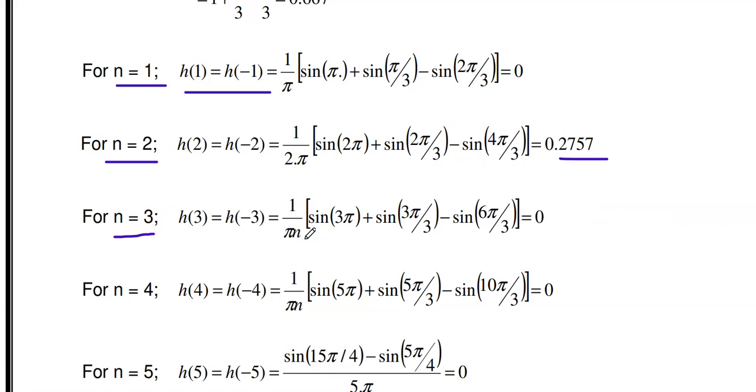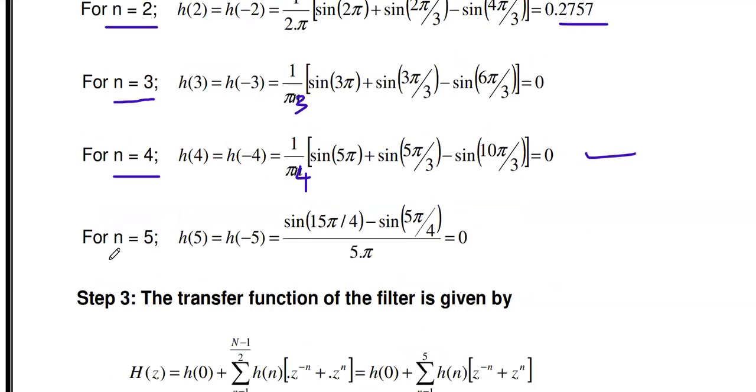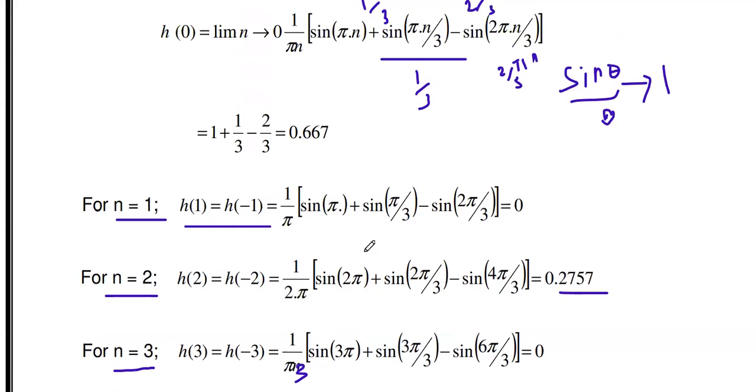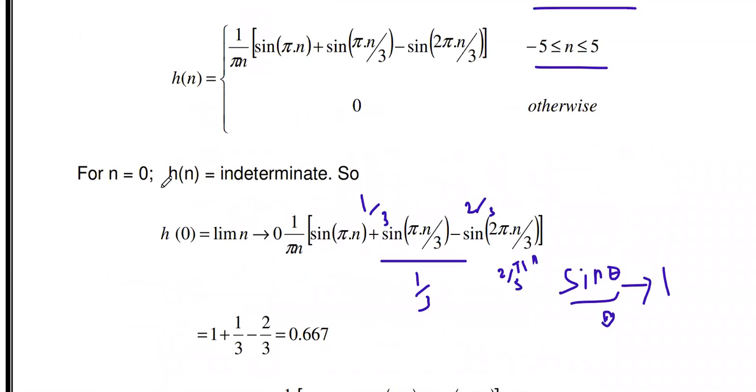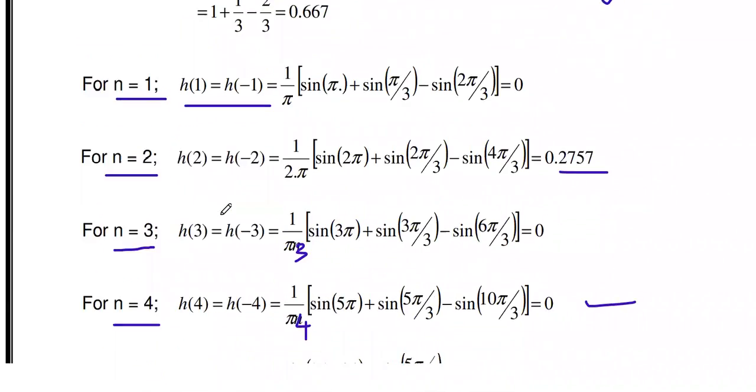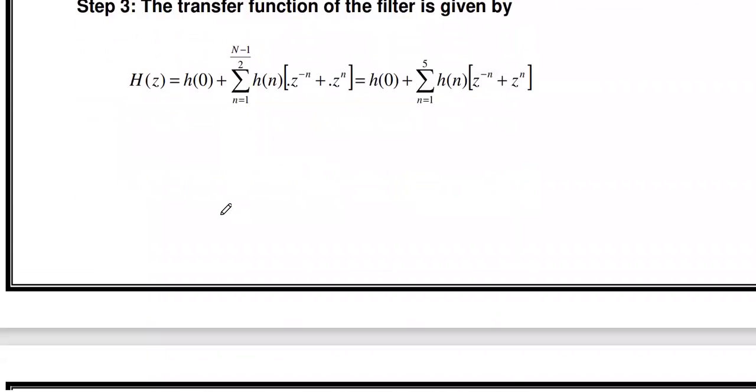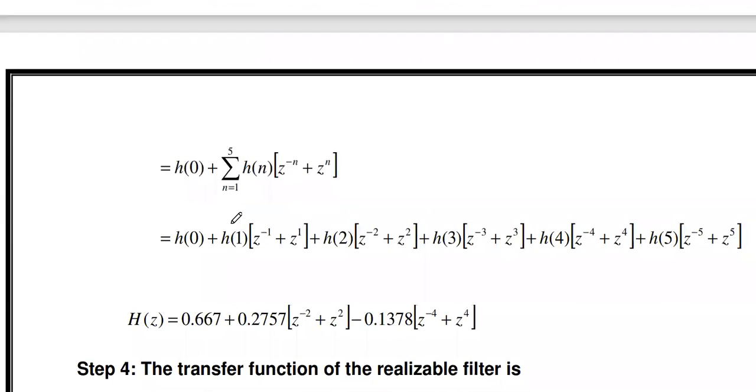Here in the place of n, 3. Similarly for n equal to 4, so 1 by 4 pi sine this. So the answer is 0. And if we put n equal to 5, for 5 also we get the answer 0. So this is the h of 0, h of 1, h of 2, h of 3, h of 4 and h of 5 values we calculated.